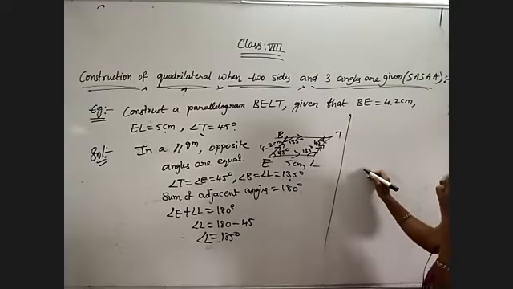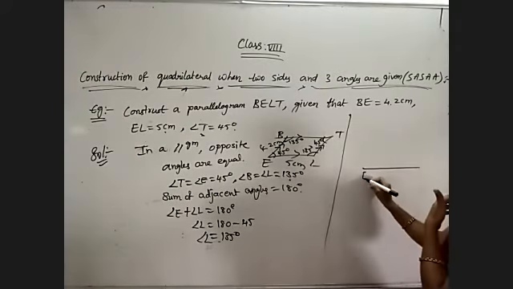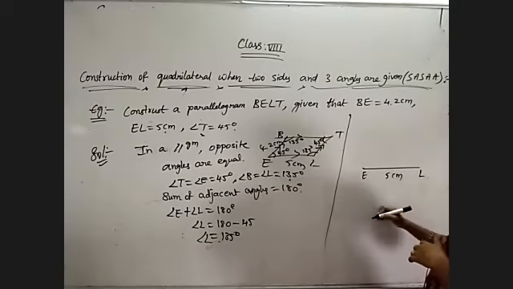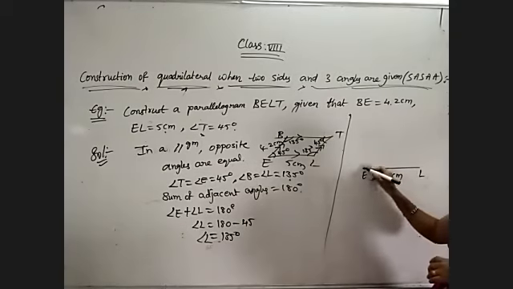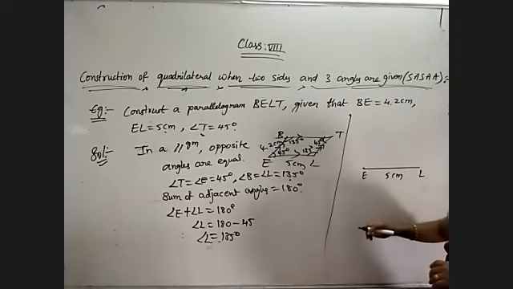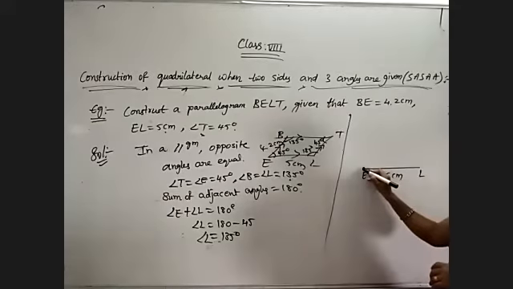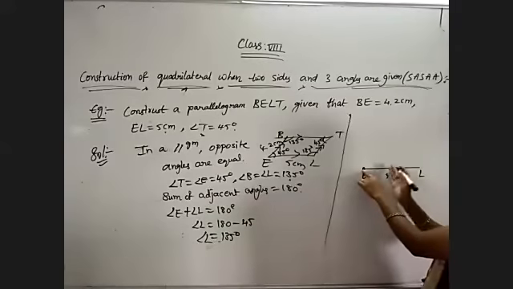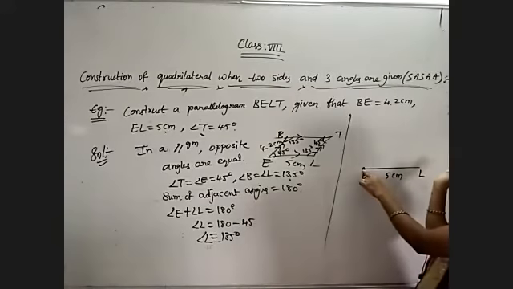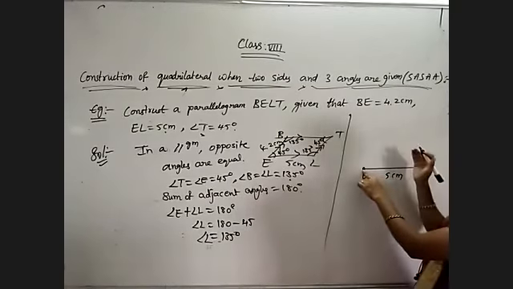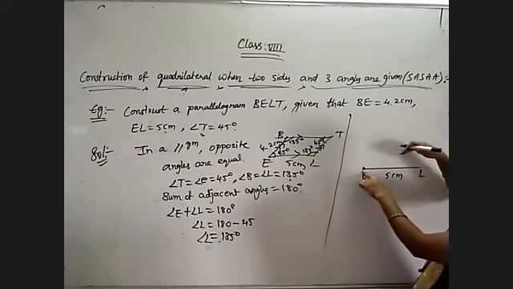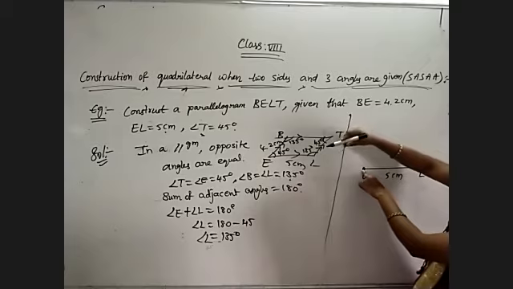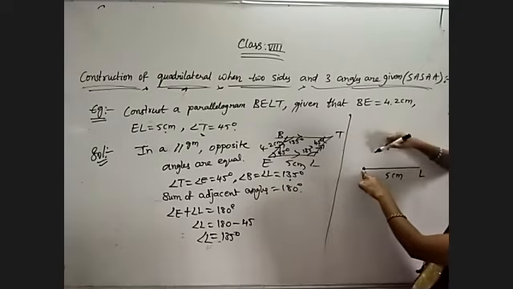Take the base line segment EL, use a scale, and construct 5 centimeters. And as we know, angle E is equal to angle T, equal to 45 degrees. So place the protractor at E. When I am placing it at E, see this line segment is spreading on the right side. That means on the right side, which values do we have to take? Inner values. Down values we have to count. How many degrees must we take? 45.